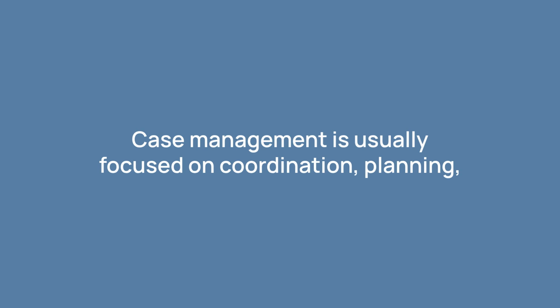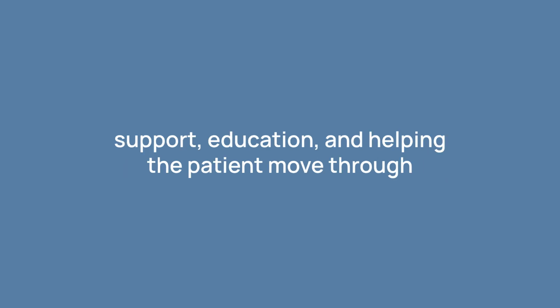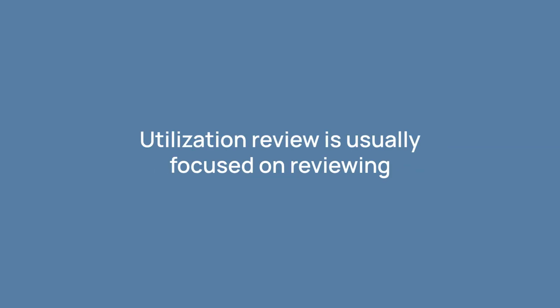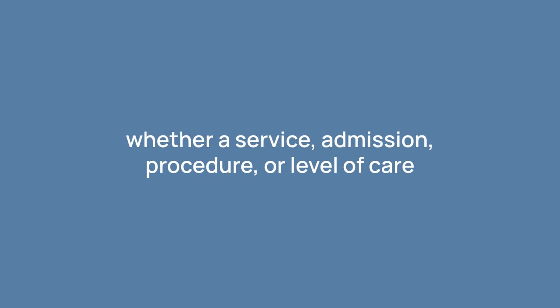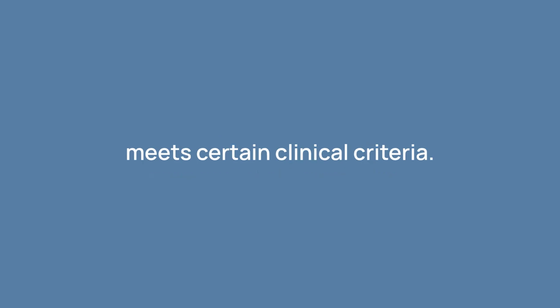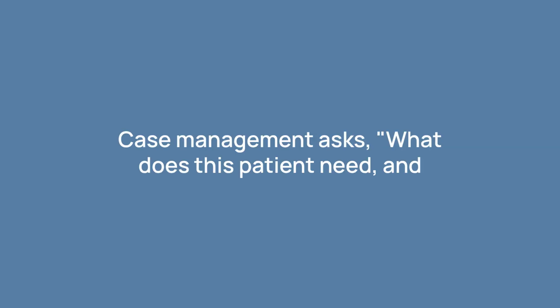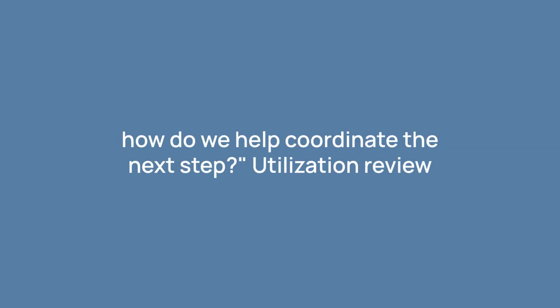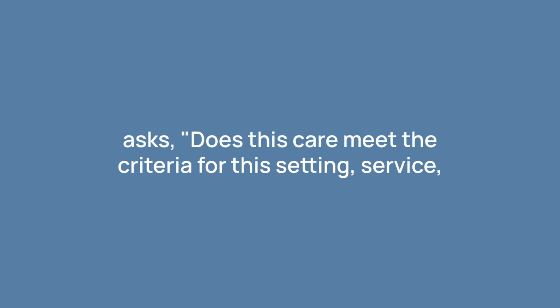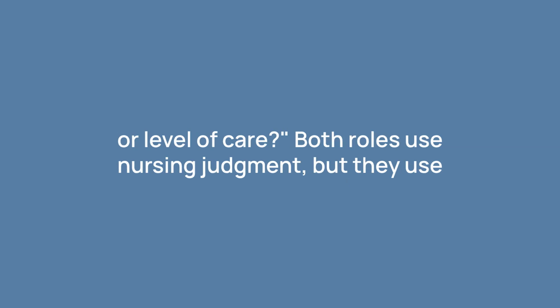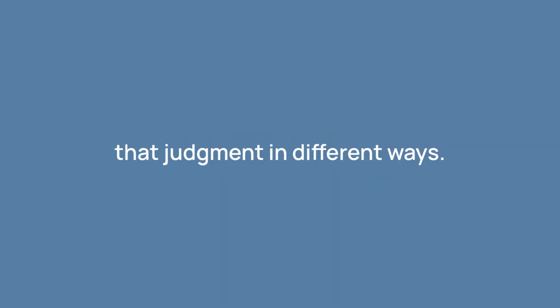Case management is usually focused on coordination, planning, support, education, and helping the patient move through the healthcare system safely. Utilization review is usually focused on reviewing whether a service, admission, procedure, or level of care meets certain clinical criteria. That is the simplest way to separate them. Case management asks, what does this patient need and how do we help coordinate the next step? Utilization review asks, does this care meet the criteria for this setting, service, or level of care? Both roles use nursing judgment, but they use that judgment in different ways.